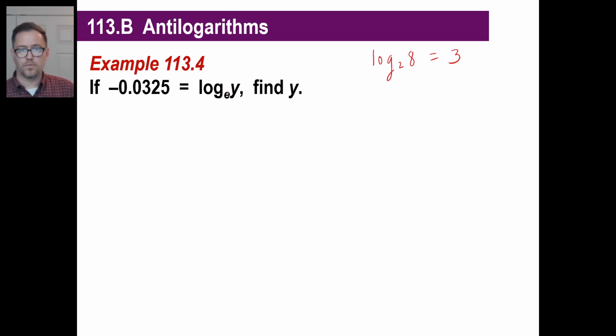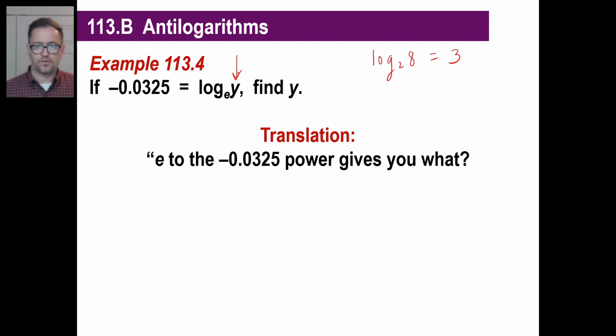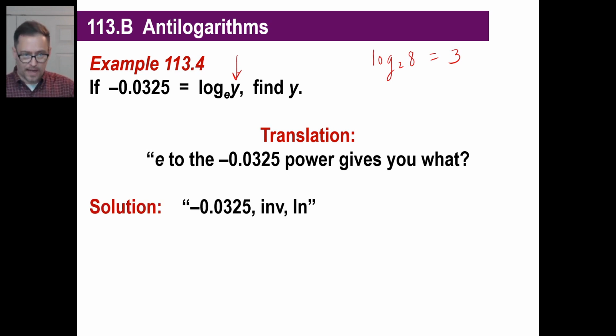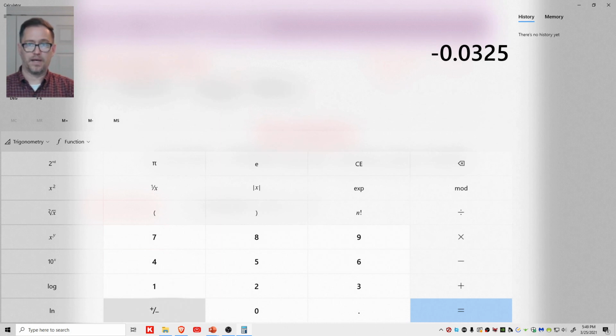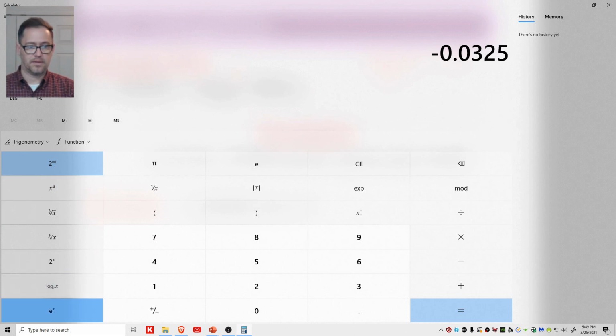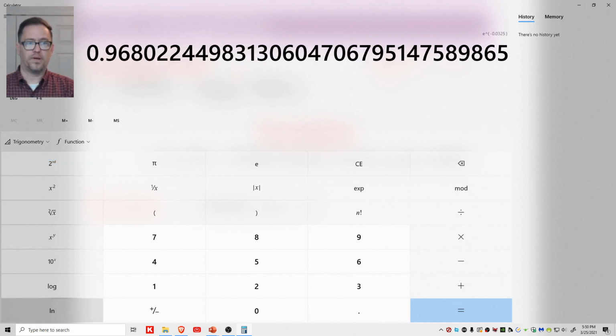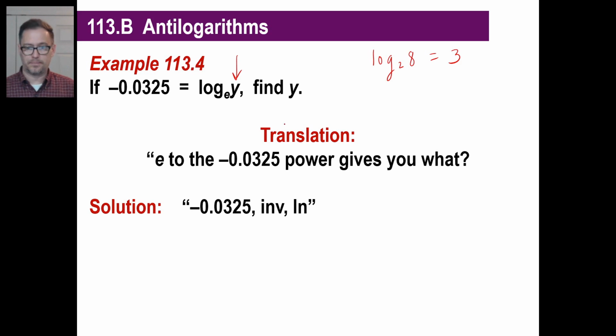So the answer to this one we're looking for is e to the negative 0.0325 power, and we're trying to find the answer. That's what we're trying to find. So e to the negative 0.0325 power gives you what? In your calculator, this is what you're going to type in. So 0.0325, and here's your opposite button right there. Okay, then we'll go to inverse, or the second button. And then there's your e, and then there we go. So 0.968 approximately.